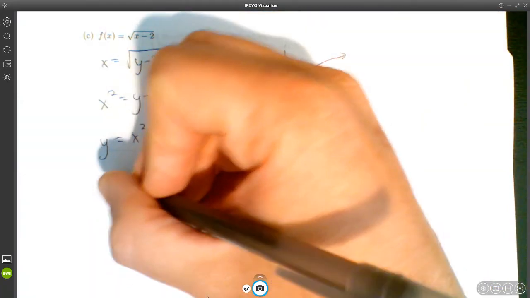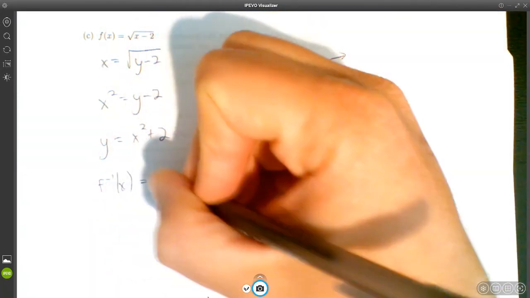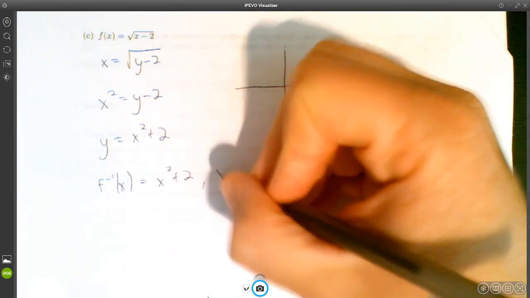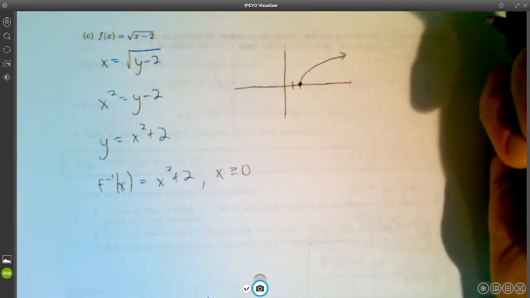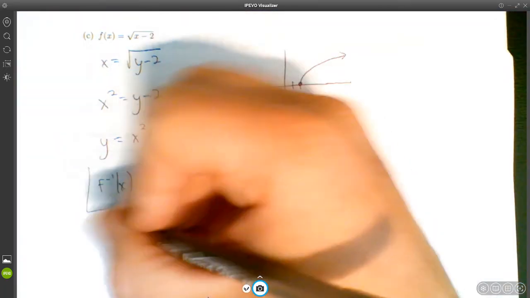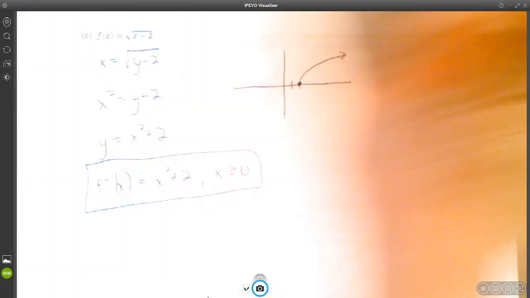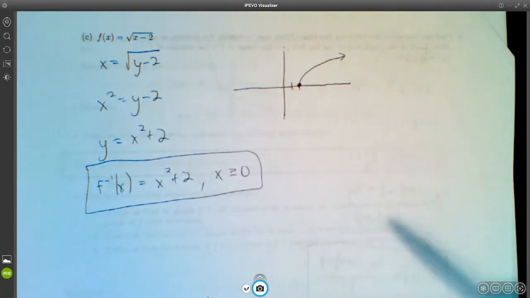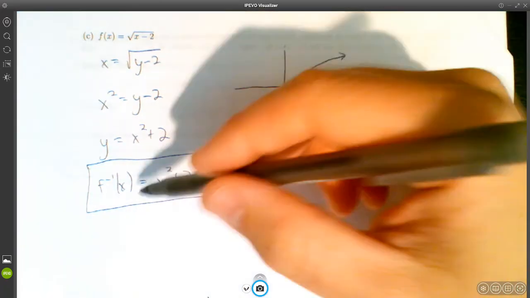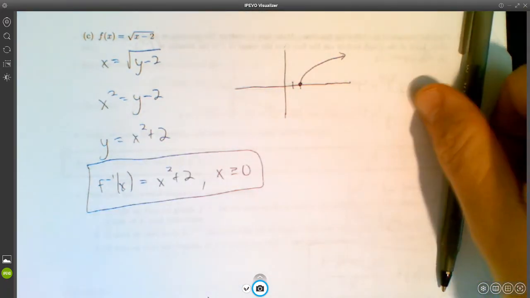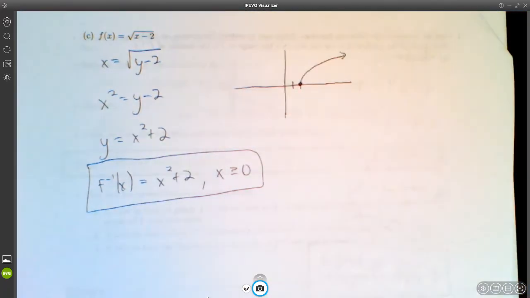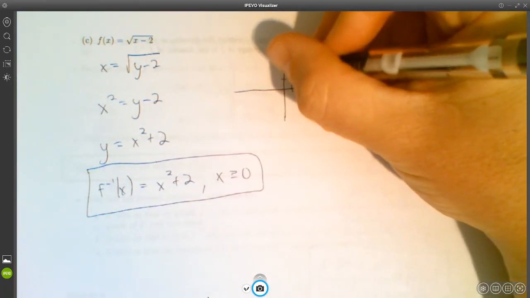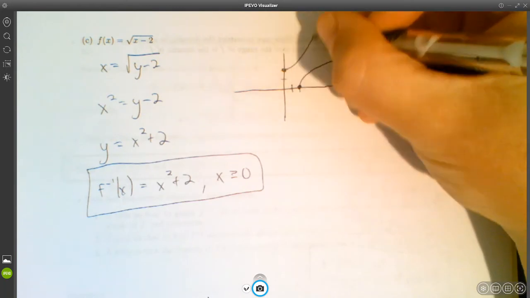So when I write down the inverse, I'm going to say the inverse is x squared plus 2, but only for x greater than or equal to 0. Okay? So I need that domain restriction in order for this to be technically correct. And to drive that point home further, what does x squared plus 2 look like? It's a parabola with a vertex at (0, 2), and so it would look something like this.